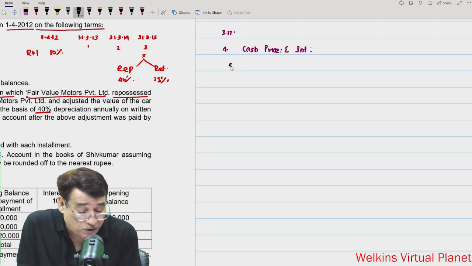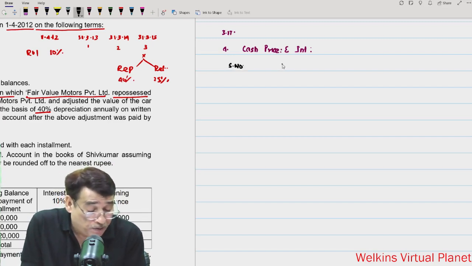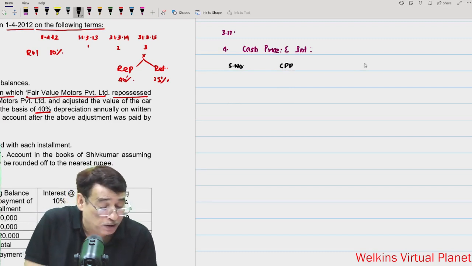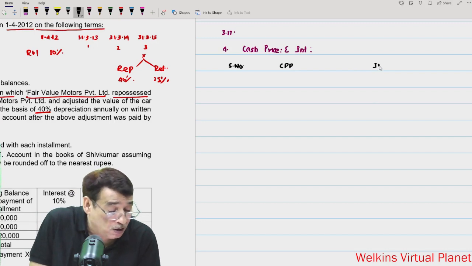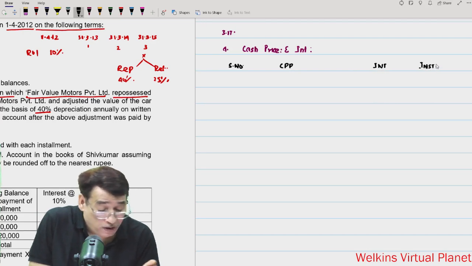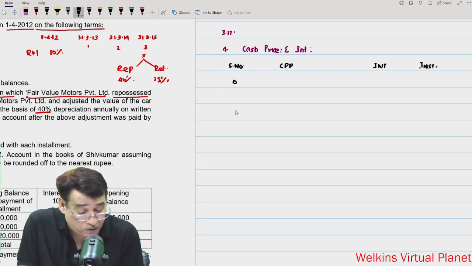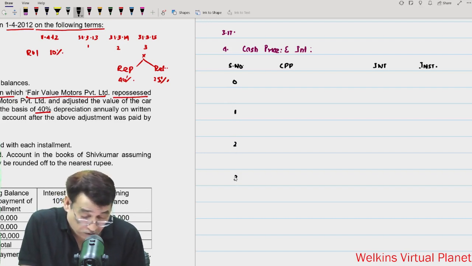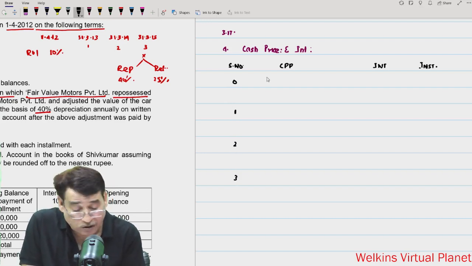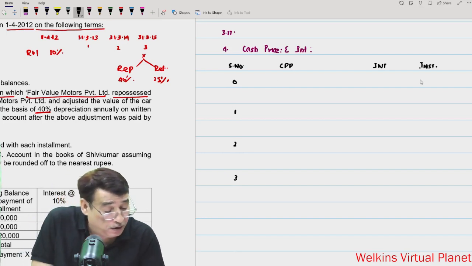Similar to the last question, we will adopt the same approach. I think that approach will be liked by you. Cash price portion and then interest and amount of installment. First of all, write zero installment, first installment, second installment, and third installment. Zero installment means your down payment. The down payment is 6 lakh.